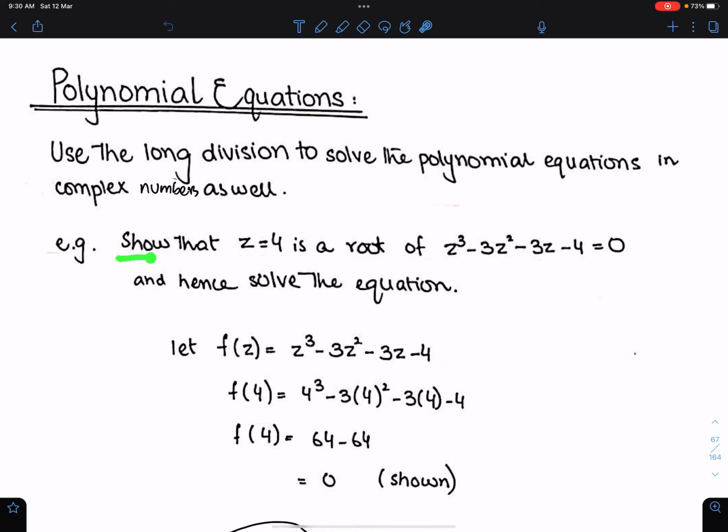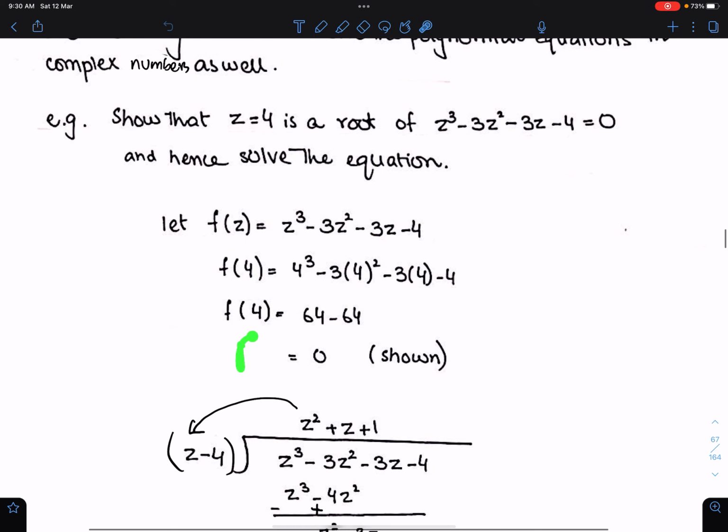Example number 1. Show that z is equal to 4 is a root of this equation, and hence solve the equation. The first part of this question is very simple. We just need to substitute 4 into this equation and we need to prove that the remainder is 0. So to solve this first part, we suppose this equation as f of z. Now by substituting z is equal to 4 into this equation, we have shown that the remainder is 0. Hence, z is equal to 4 is a root of this equation.